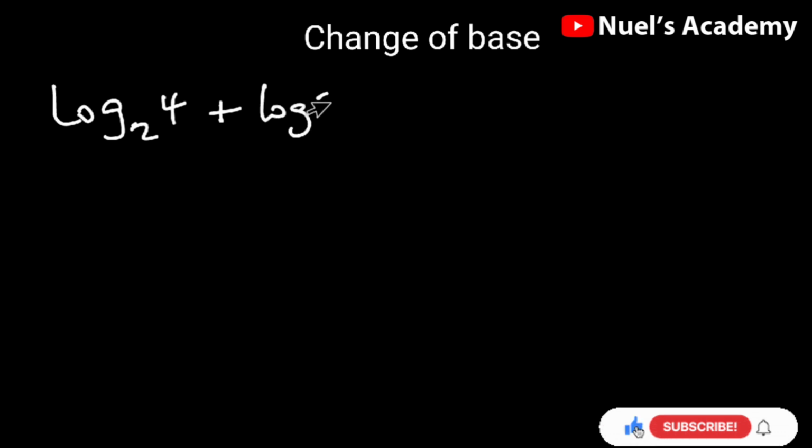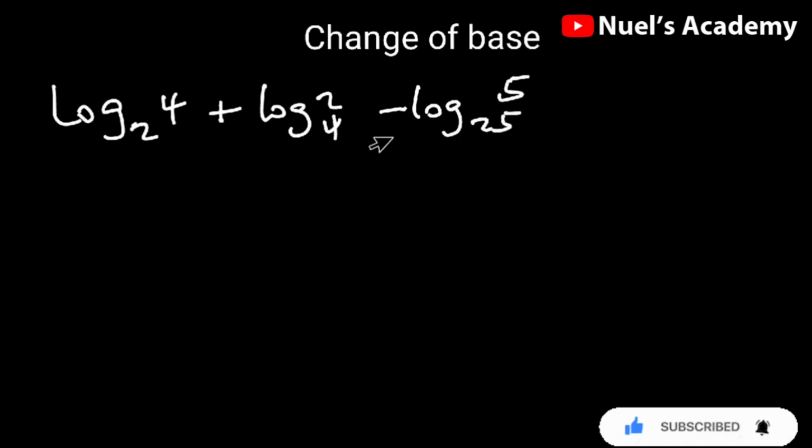So our final question states that given log 4 base 2, then plus log 2 base 4 minus log 5 base 25, we're asked to evaluate this logarithm. So I want you to pause this video and then try it by yourself and see how far you go with it. So solution.